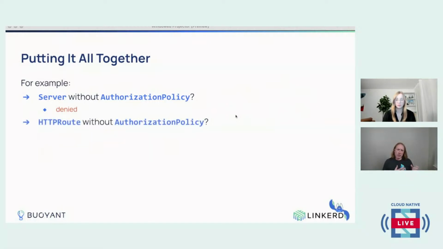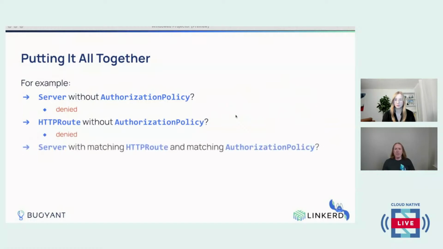If you have a request that matches an HTTP route for a server and there's no authorization policy with that HTTP route, again, denied. If you have a server that matches an HTTP route and there's an authorization policy that goes through and links all these things up and provides for an identity match, then that will be allowed. This is the good case.